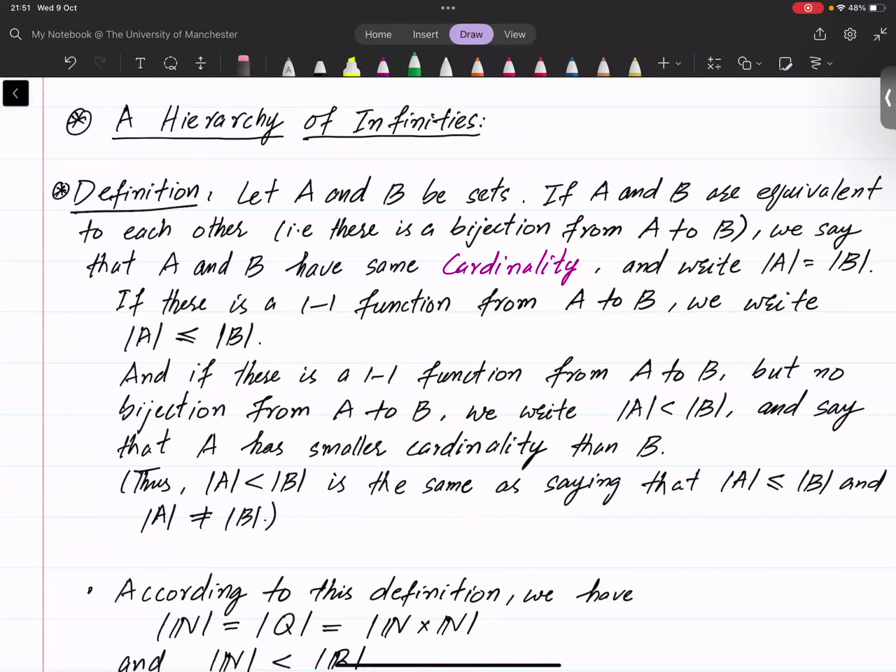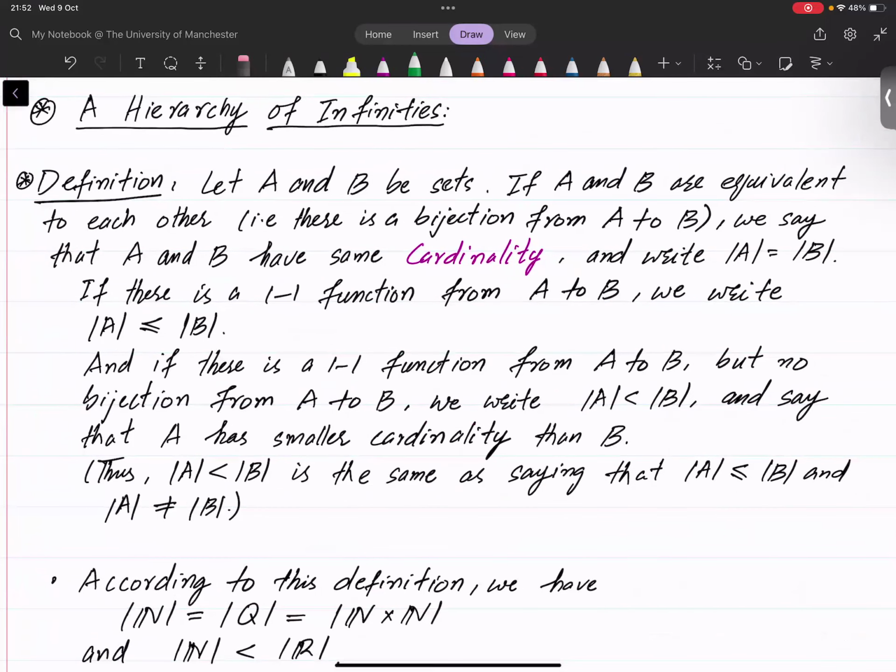Now, lastly, we will talk about a hierarchy of infinities. How should we use the cardinalities of sets to create a hierarchy of infinities? So we'll give a definition. The definition says we have two sets, and we say these sets are equivalent to each other, which is to say that there is a bijection from A to B.